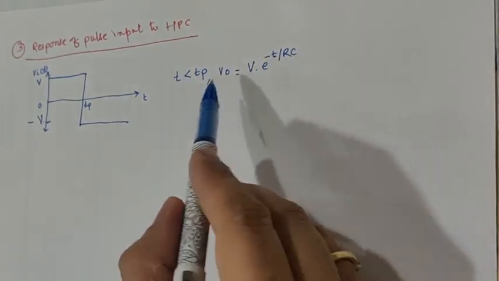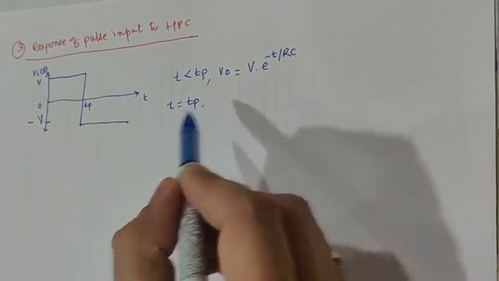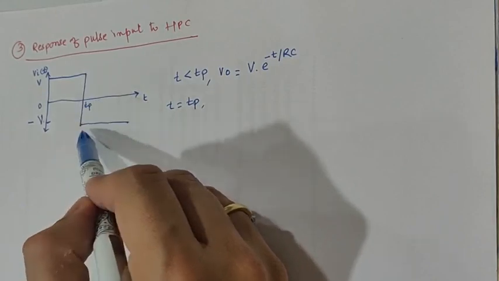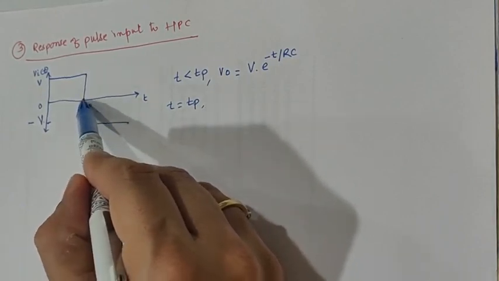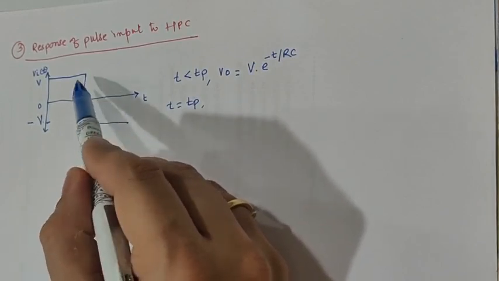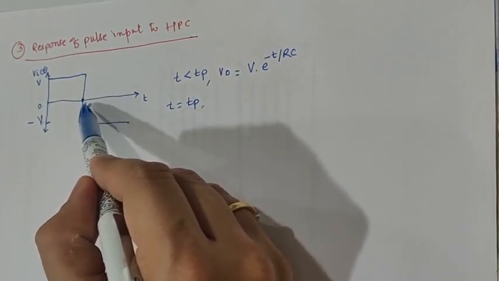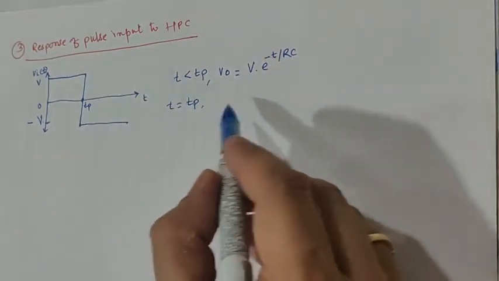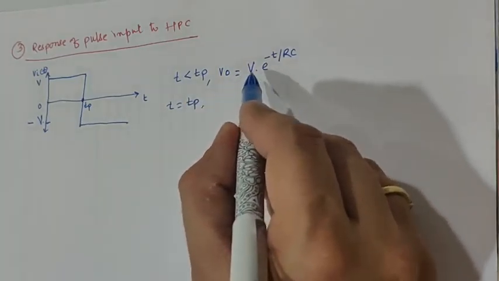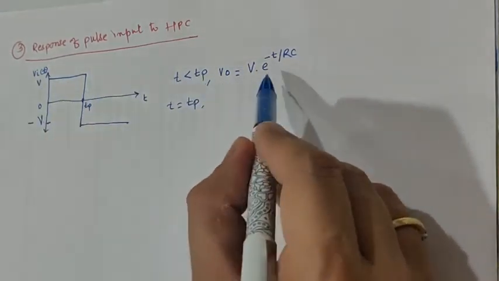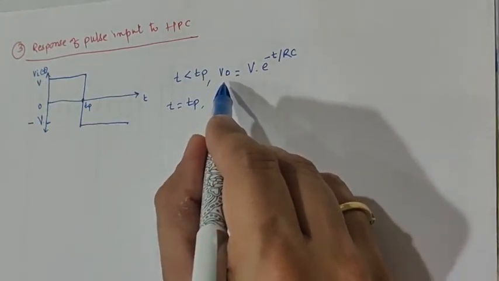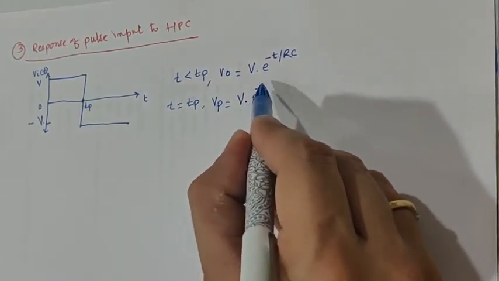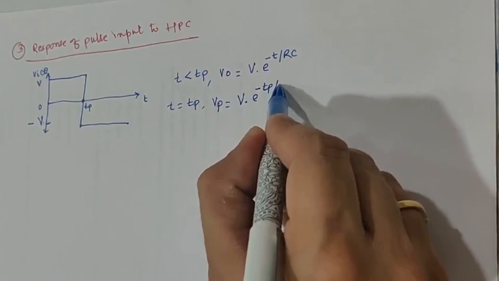Now see, at t equal to tp, what is happening? At this point your input is suddenly dropping to 0, and then it is going to minus V. So from V it is suddenly dropping to 0 first. Now let us consider that at t equal to tp the output is this particular voltage only. So rather than writing V0, I will be writing Vp. Vp is equal to V into e to the power, with t replaced by tp by RC.